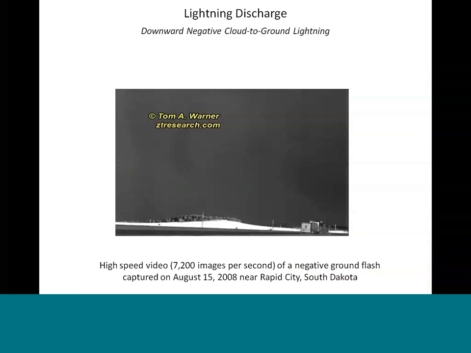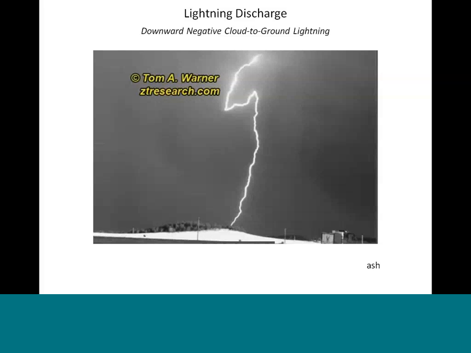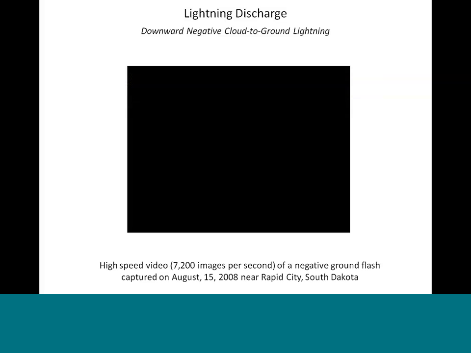Here is a video of lightning, I think done by Tom Warner. It is a high-speed video, 7,200 images per second, of a negative cloud-to-ground flash captured on August 15, 2008, near Rapid City, South Dakota. Just to see what's happening, this is a vehicle moving at a speed of 100 kilometers per hour, and this is the waveshape of the line of the return stroke. You see we have some branching here, and it hits the ground.